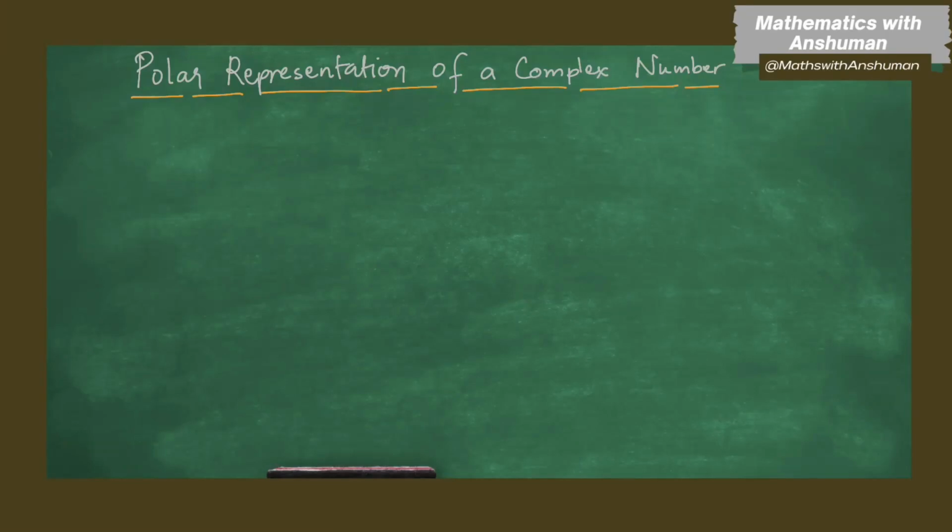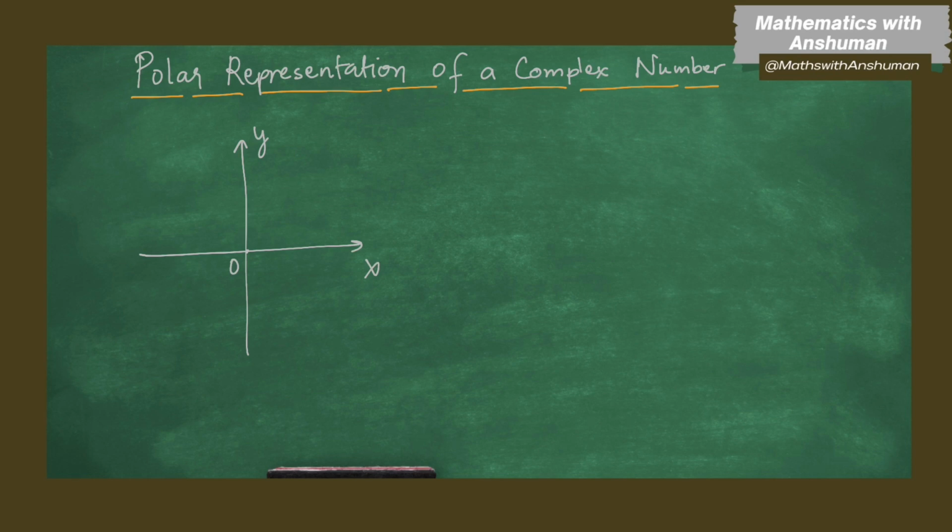The given topic is polar representation of a complex number. Before we start, let us quickly see what a polar coordinate system is. Cartesian coordinate system has two coordinates, x coordinate and y coordinate. We call it x-axis and y-axis as well. And then there is a point of origin. This is the point where these two axes intersect.